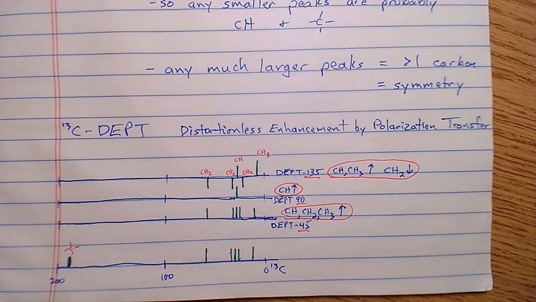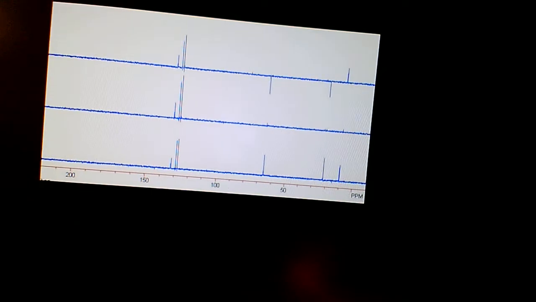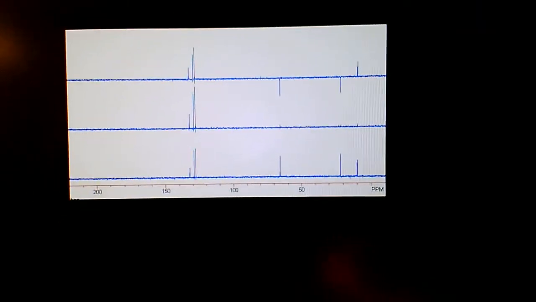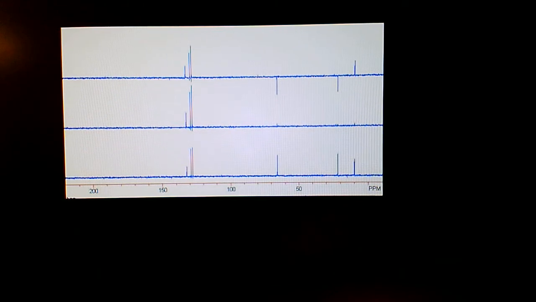So just real quick, here's a DEPT spectrum that I found online. A little tough to see on the screen of the camera, but look at this guy here. Okay, what can you tell me about this DEPT spectrum? What can we see? Note that this is the DEPT 45 on the bottom, the DEPT 90 is here, and the DEPT 135 is right here.